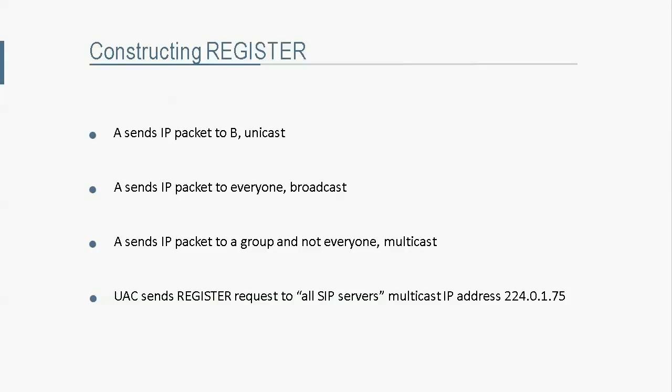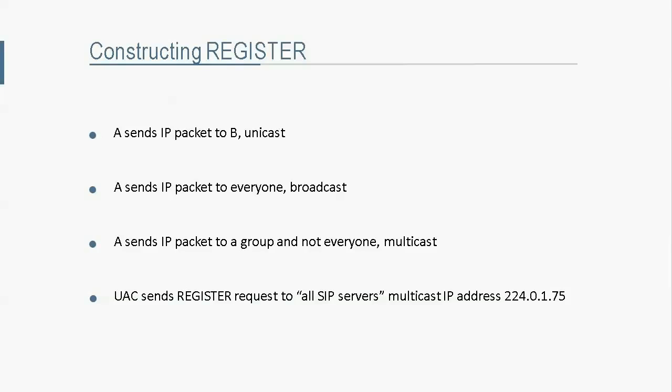The second way to discover a registrar without having prior knowledge of it is using multicast. The concept of multicast is not in the scope of this tutorial, but we could quickly get familiar with it here. If a network entity A wants to send an IP packet to network entity B, A sends the packet out with the destination IP address B.